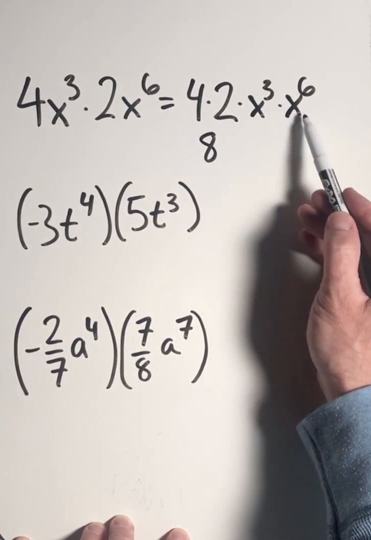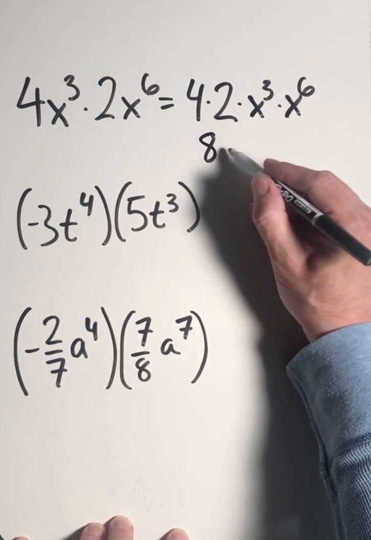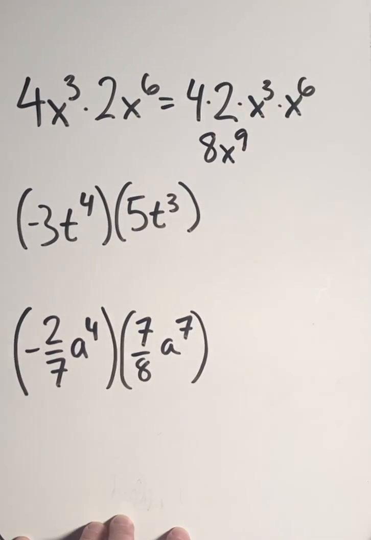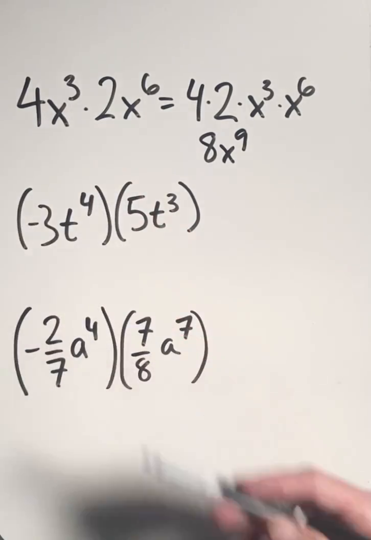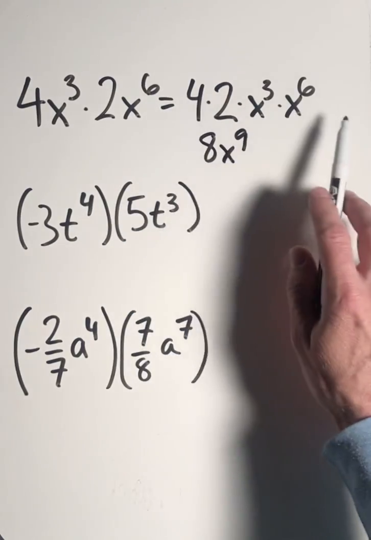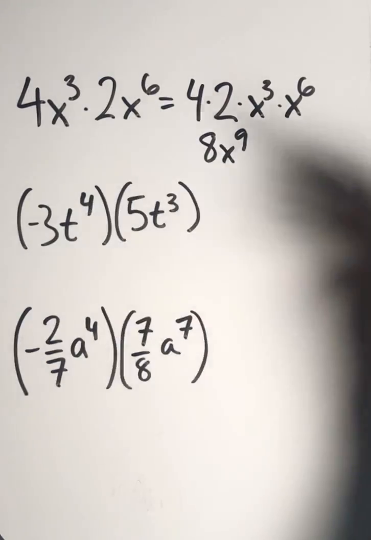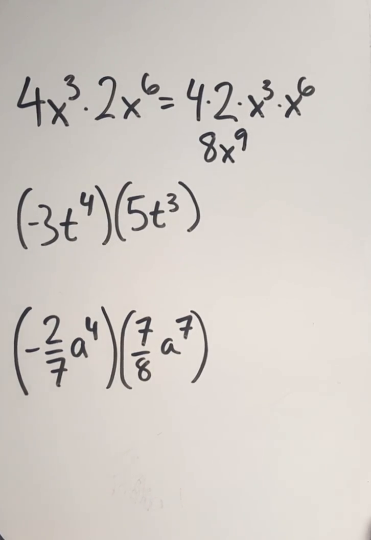When we multiply exponents, multiplication is repeated addition, so we're going to add the exponents. That would be 8x to the 9th power. Some students will prefer to just do these in their head. I strongly suggest that you write them out in terms of expanding all the factors, because as they get a little more complicated, this is going to help you stay organized.